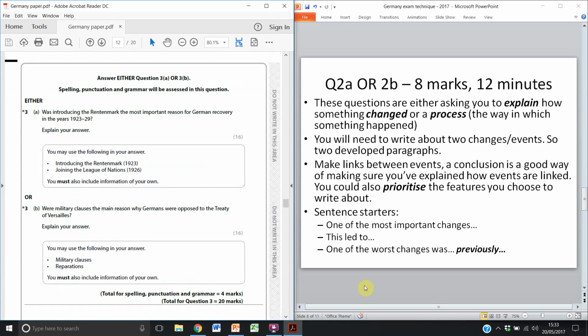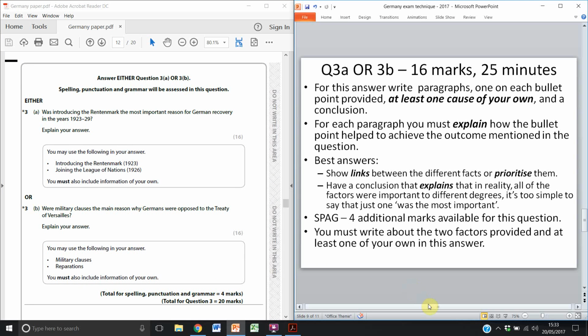All right, now the final question is question 3. And again, like question 2, you have a choice of either 3A or 3B. So again, what you would need to do is read both questions carefully and make a decision about which one you feel more confident on. This question is worth 16 marks, but there are also 4 additional marks available for spelling, punctuation and grammar. So in essence, it's worth 20 marks. And because it's worth so much, you should be looking to spend about 25 minutes on your answer. All right, it's really important that you are disciplined with time.